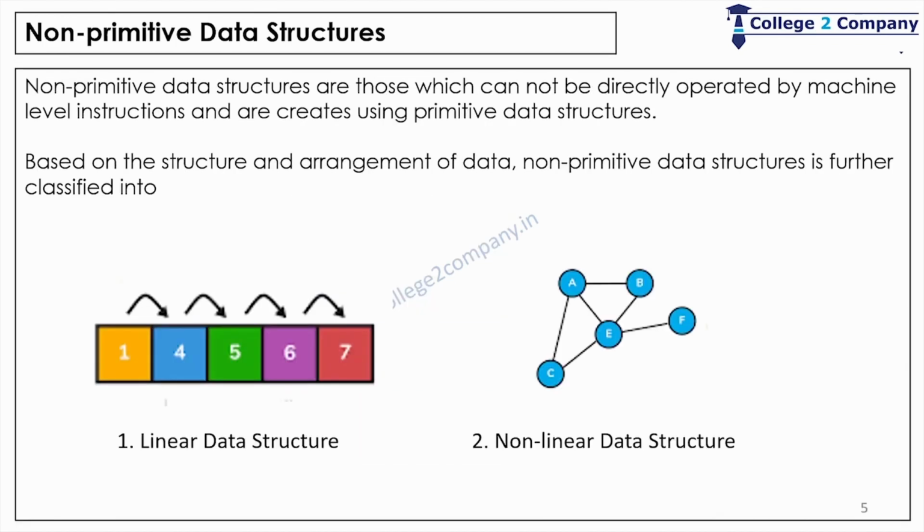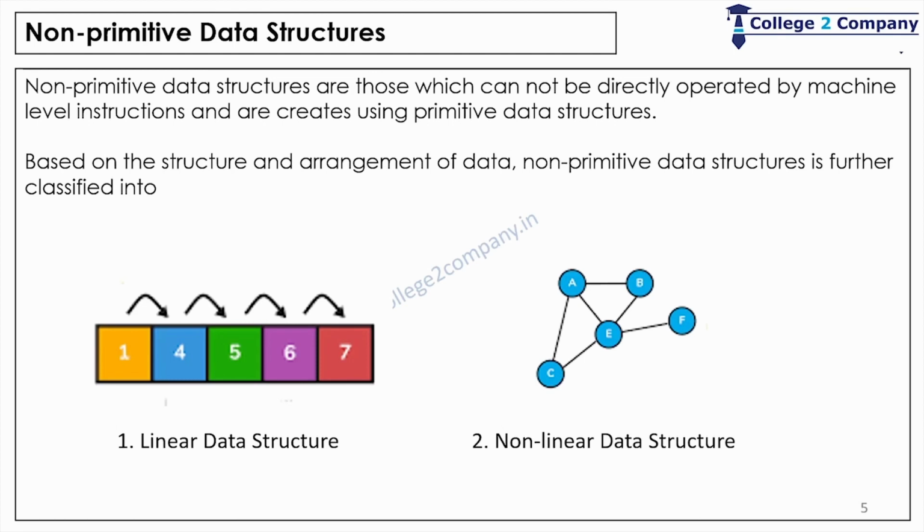The second one, non-primitive data structures. These are the data structures which cannot be operated directly by machine level instructions and are basically created using primitive data structures. These non-primitive data structures are classified into linear and non-linear data structures based on the structure and arrangement of the data which we wanted to store.